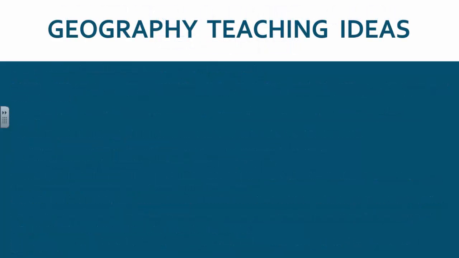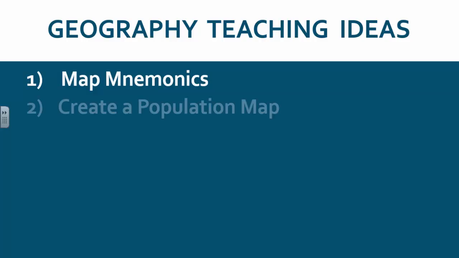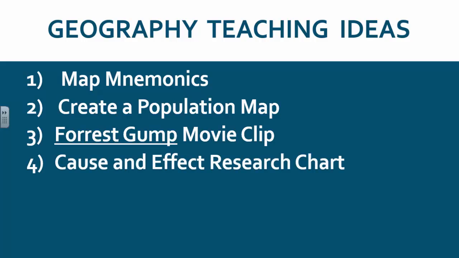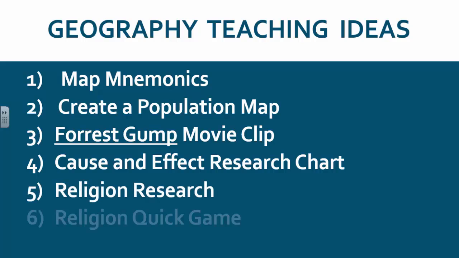Some teaching ideas for teaching this unit include map mnemonics, some hints on how to learn the map, having students create their own population map, a movie clip from Forrest Gump, cause and effect research charts, religion research, and a religion quick game. We are going to take some time to look at each one of these elements in detail.